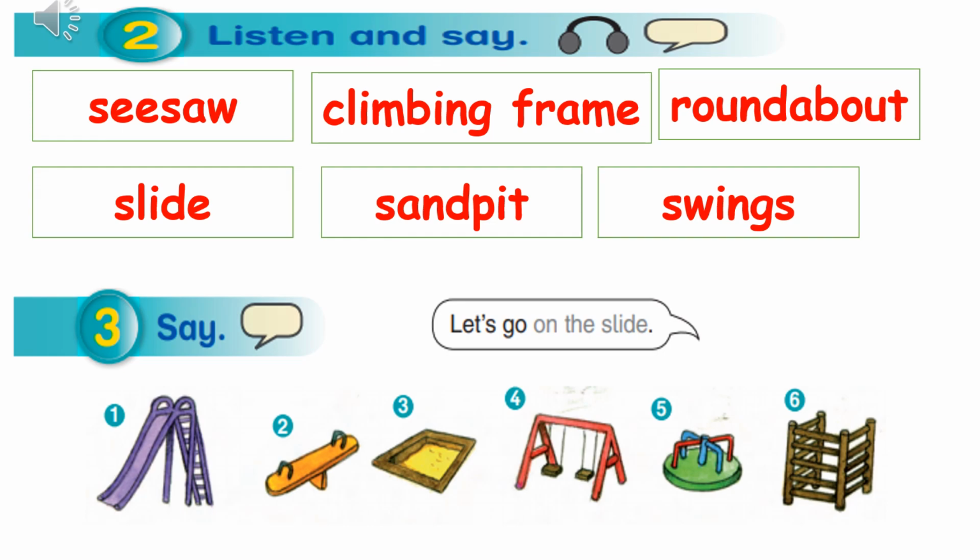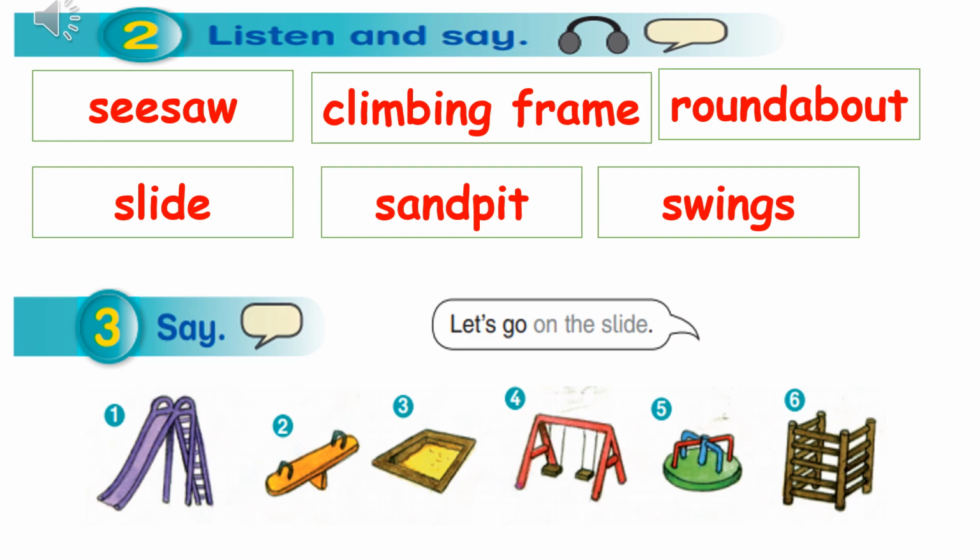Excellent. Number 3, what is it? Excellent. The sand pit. Can you tell me a complete sentence here about this picture? Yes. Let's go in the sand pit. We use here in because we go inside, okay? When you play, you go where? You go inside, so you have to say, let's go in the sand pit.